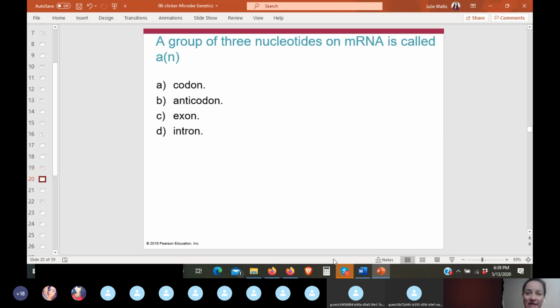Okay, the group of 3 nucleotides on messenger RNA is called a, or an.